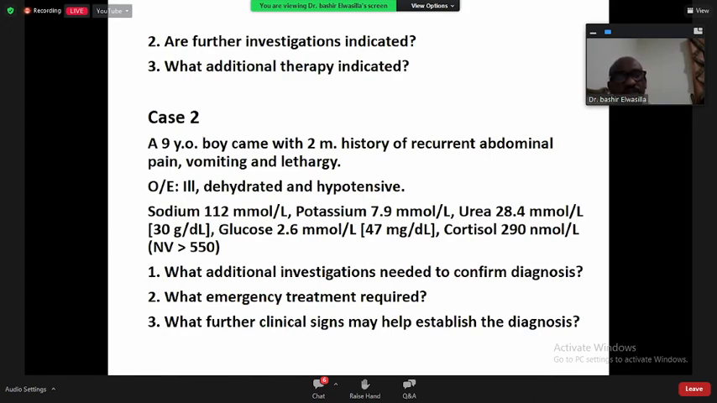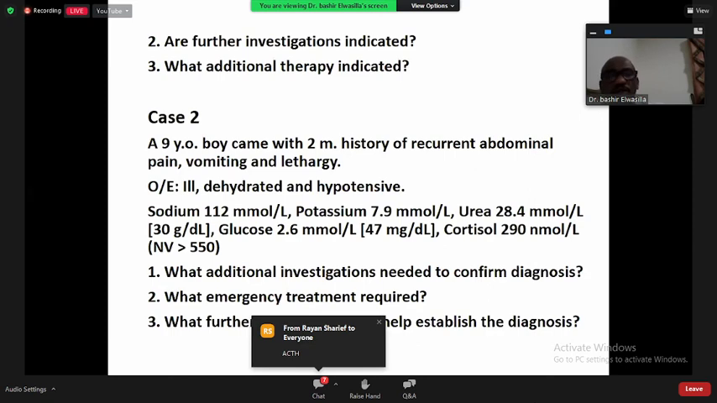lethargy. On examination, ill, dehydrated, and hypotensive. Sodium 112 millimole per liter, potassium 7.9, urea 28.4, high, glucose 2.6, a little bit at the margin, cortisol 290, a little bit low. So what additional investigation is needed to confirm the diagnosis? So here, these are signs of hypotension and hyperkalemia and hyponatremia. This is mostly with these symptoms. You have to think about adrenal insufficiency, and mostly we are talking about Addison disease.